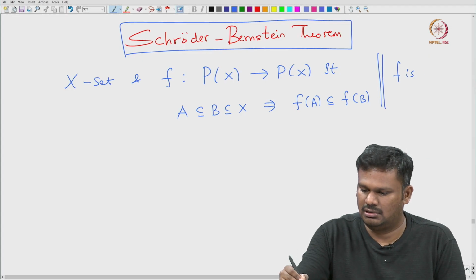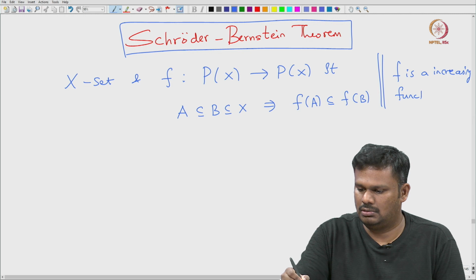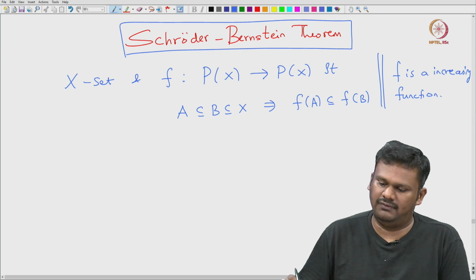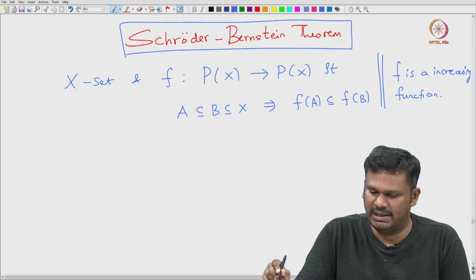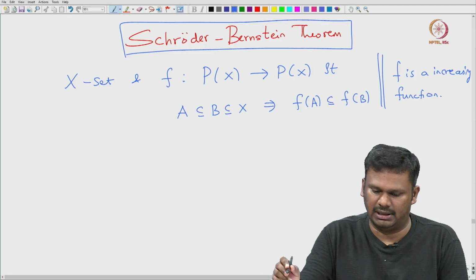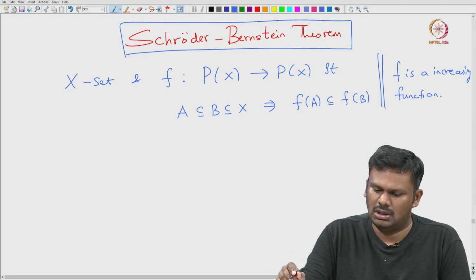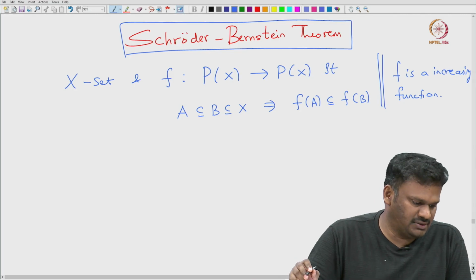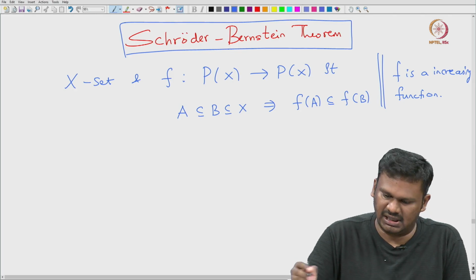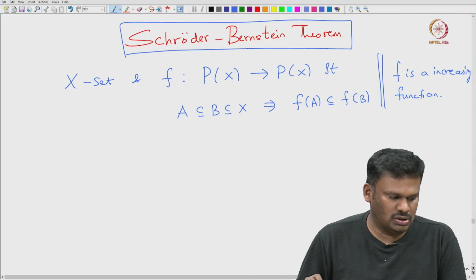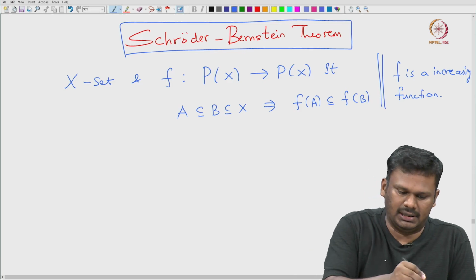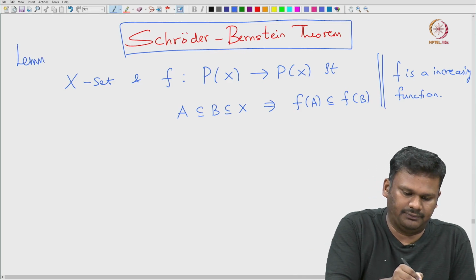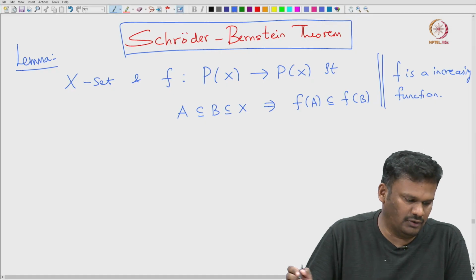So, this is what we call an increasing function. F is an increasing function, and if you want to be very strict, then you have to call it a non-decreasing function, but anyway it is clear what we mean by this. So, now given this function which satisfies this property, we can guarantee that there is a fixed point for this function.